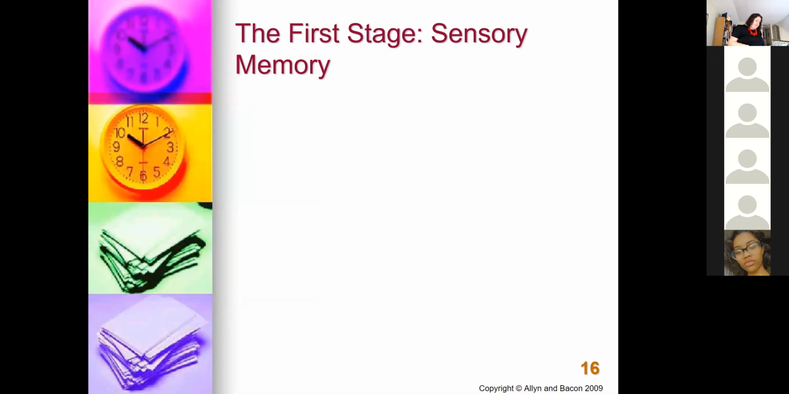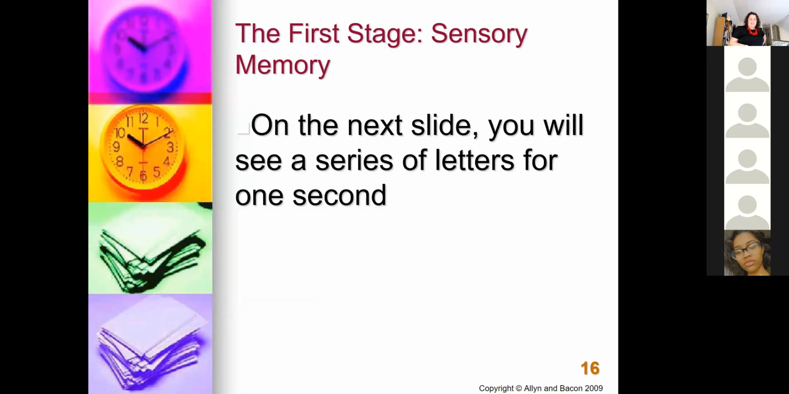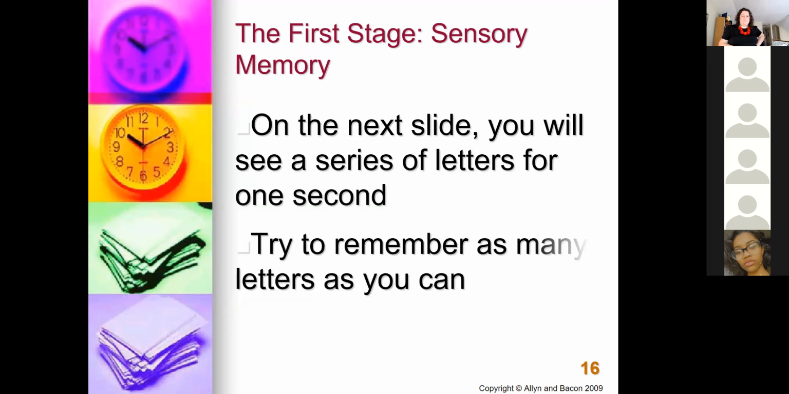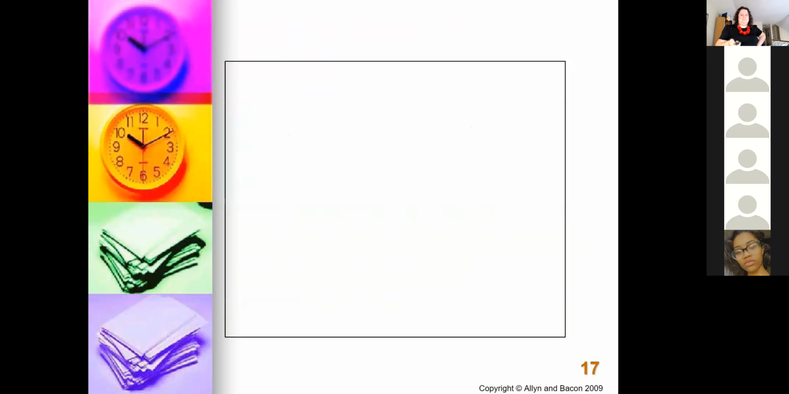Alrighty. So on the next slide, you're going to see a series of letters for 1 second. And this is on me to count a second and then click. So hopefully I can do it well. After this, I'm going to have you write down as many as you can remember. So pay attention. I'm going to click it here in 3, 2, 1. Oh, not helpful. Try to remember as many as you can. So I'll click it in 3, 2, 1. Alrighty. So write down as many letters as you can remember.